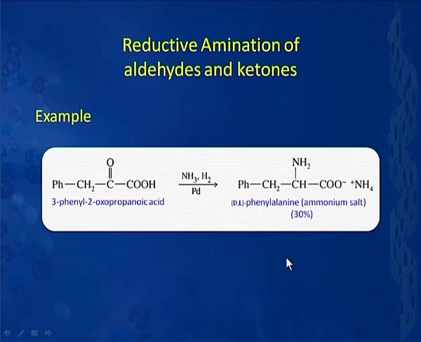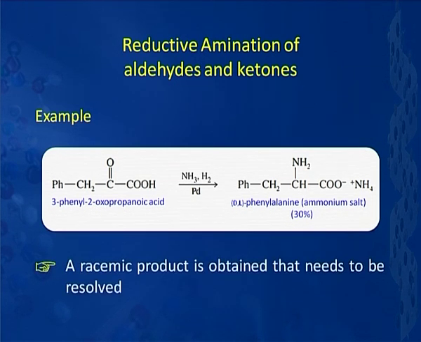So, what we see here is this method is very simple and straightforward, but what I am getting is a racemic product here. I get a DL mixture here, and the yield is not very good, but the method is very simple. Okay. So, that is my first method of synthesizing alpha amino acids.